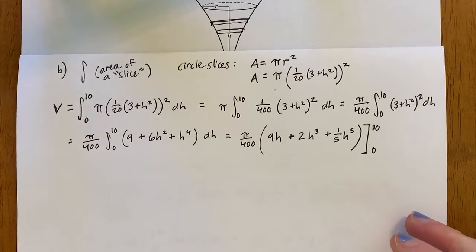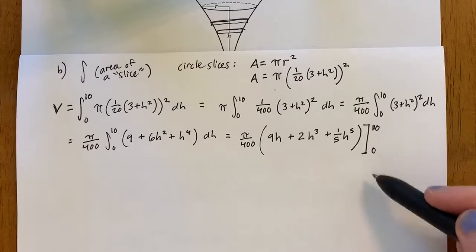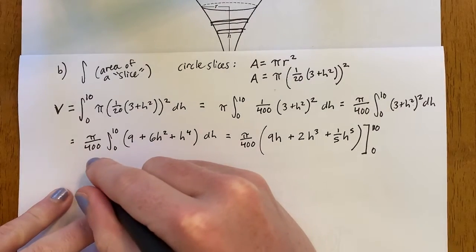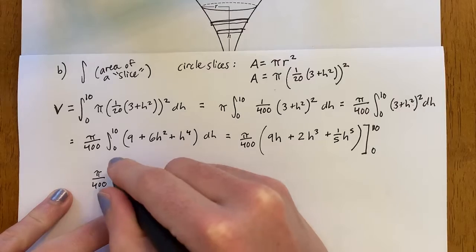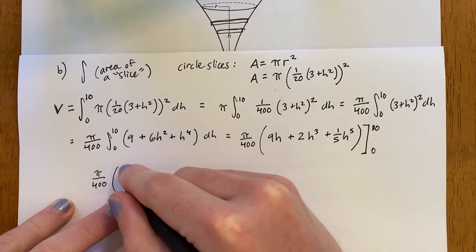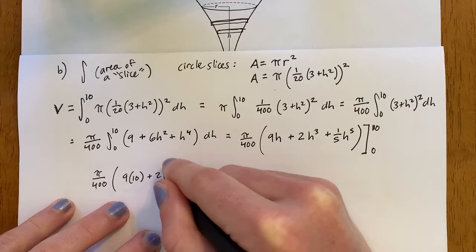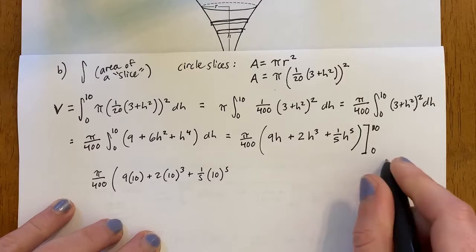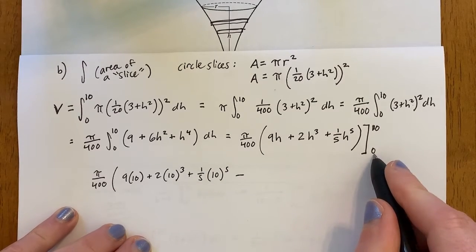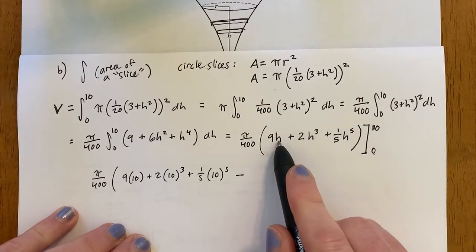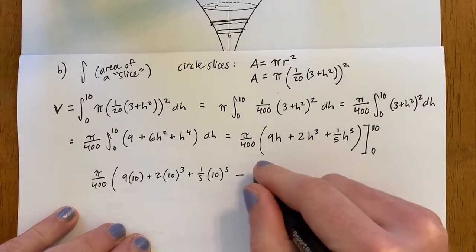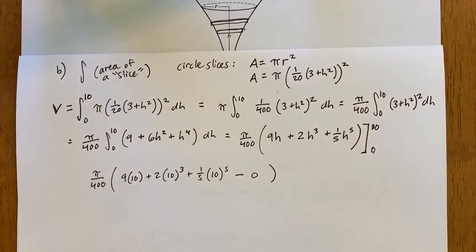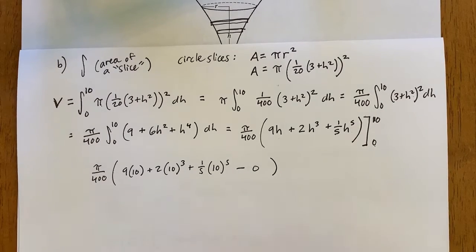All right, so hey, I'm almost done. Last step, I just got to plug in these bounds and subtract. And remember, you don't even have to simplify, so it's really not so bad. So I'll plug in that 10, so 9 times 10 plus 2 times 10 cubed plus 1/5 times 10 to the 5th. Then I'll have a minus, and then I'll plug in my second bound. But hold up, look, if I plug in 0, it's going to be 0 plus 0 plus 0. So just minus 0, which you don't even really need to write. Now, you could simplify this further. You definitely could, and it really would be better.